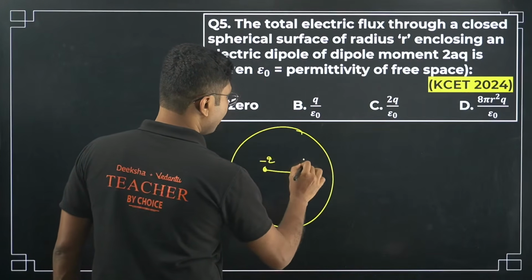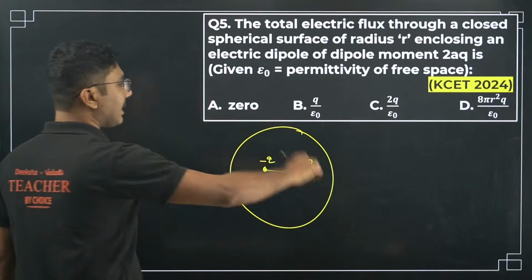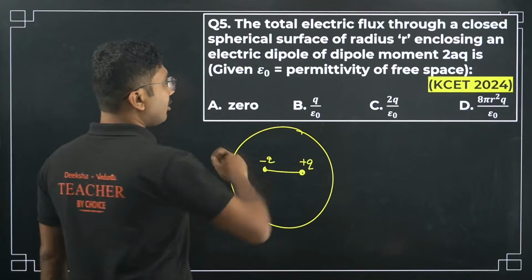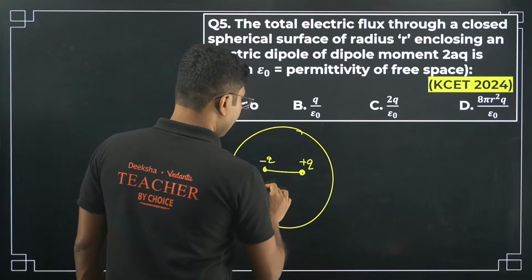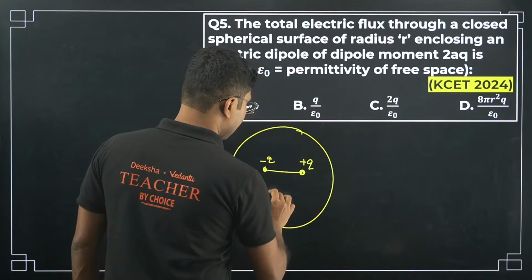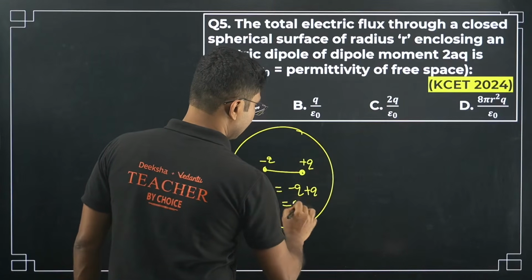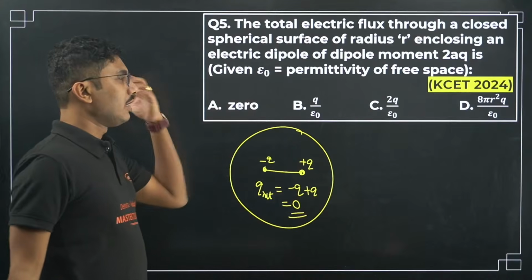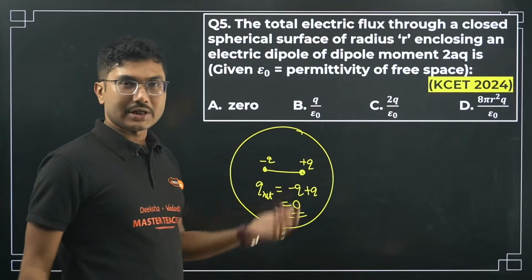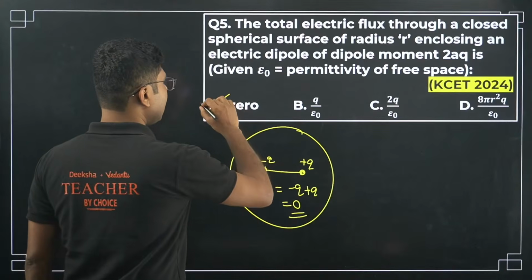So minus q plus q. The entire dipole is inside the sphere, or inside the surface. So what is the net charge? The net charge will be minus q plus q, that is 0. So the net charge is 0. Net charge 0 means the electric flux will also be 0.